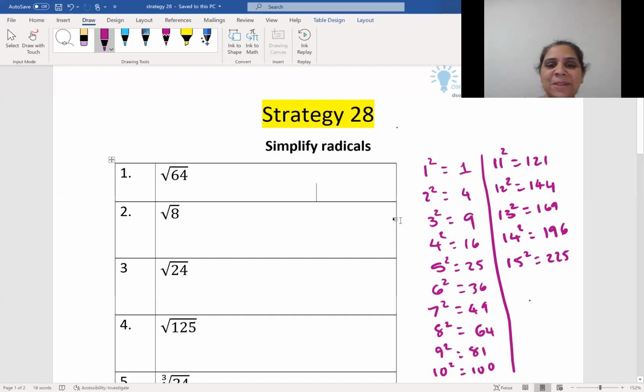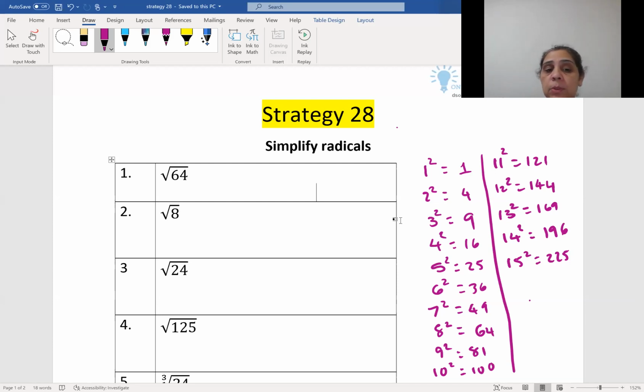All right, so here we have strategy number 28. You will use this strategy in practice problem set number 19. So here we have simplified radicals. Very, very important concept here.